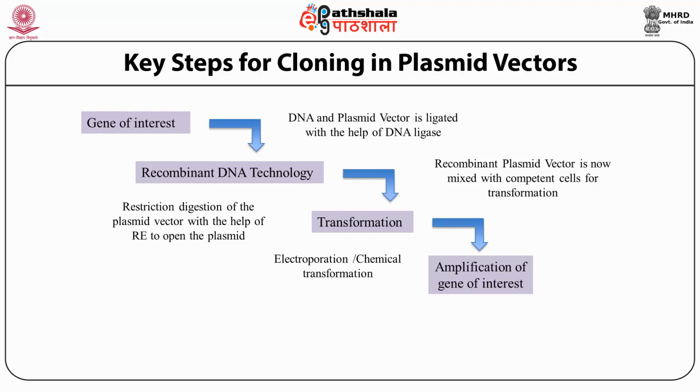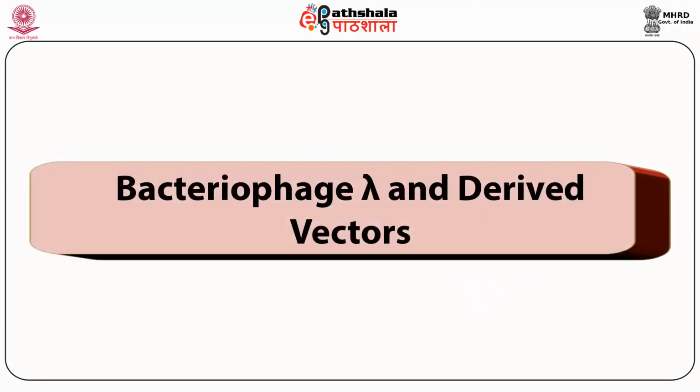Bacteriophage lambda and derived vectors. Bacteriophage lambda and derived vectors are widely used in the recent era. These bacteriophages have the capability to package into the phage capsid, and they have the ability to get adsorbed on the host cell.